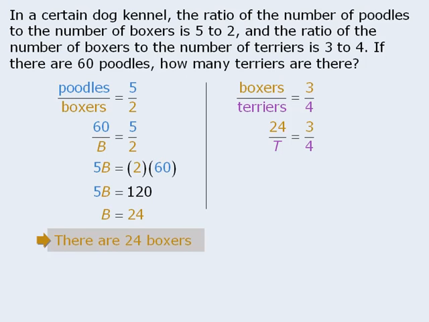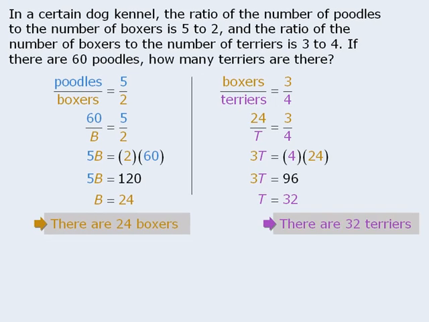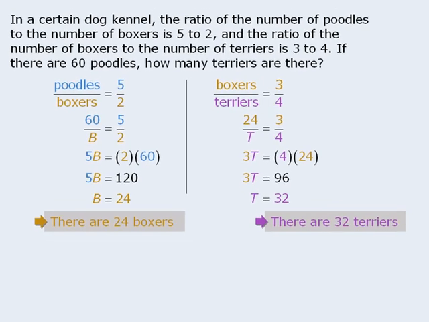We can now solve this equation for t by cross-multiplying, then simplifying the right-hand side, and then dividing both sides by 3 to get t equals 32. Since t represents the number of terriers, we now know that there are 32 terriers.